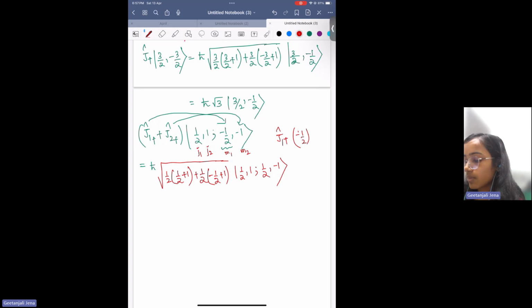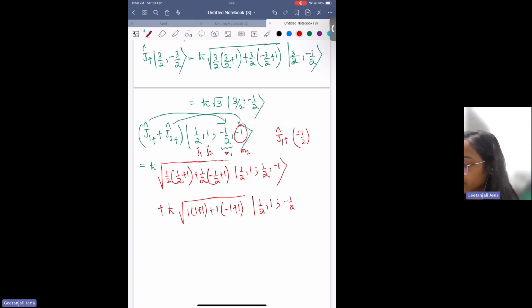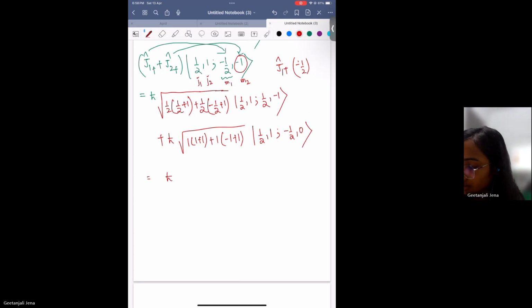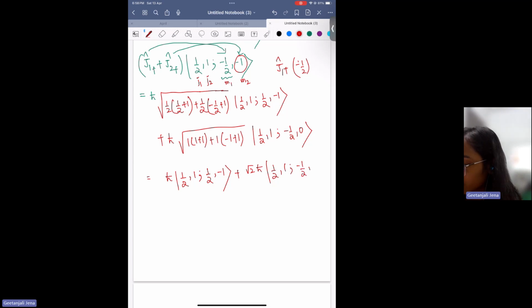Now J2 plus will act on the minus 1 state. So you will get ħ √(J2(J2+1) - M2(M2+1)). J2 is 1, so 1 into 1 plus 1, minus M2 into M2 plus 1, where M2 is minus 1. This will become 1 minus minus 1 plus M, giving half 1 minus half 0. So if you solve it, we will get ħ half 1 half minus 1 plus √2 ħ half 1 minus half 0.